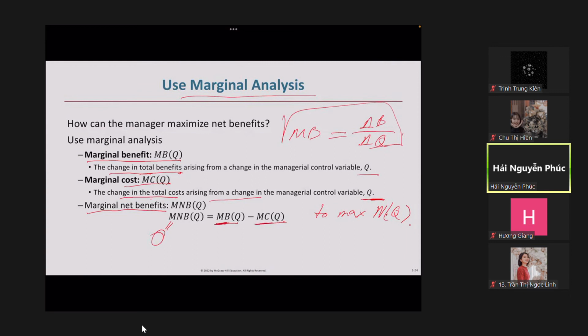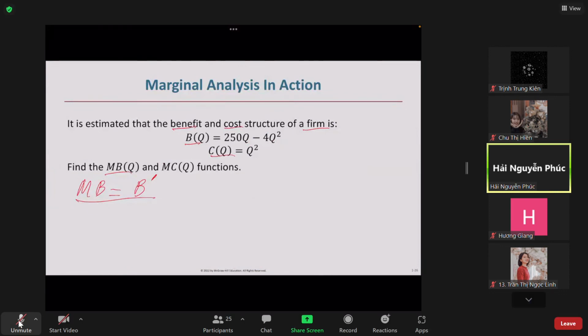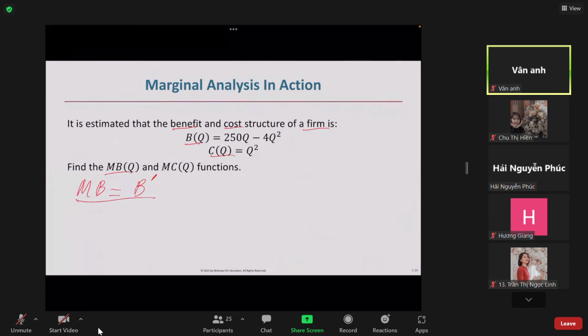Now let's take a look at a numerical example. Suppose we have the following information about the benefit and the cost for a firm. Here's the benefit, here's the cost. First, we are asked to find the MB and MC functions. Recall that MB is the derivative of the benefit function. Remember this point.